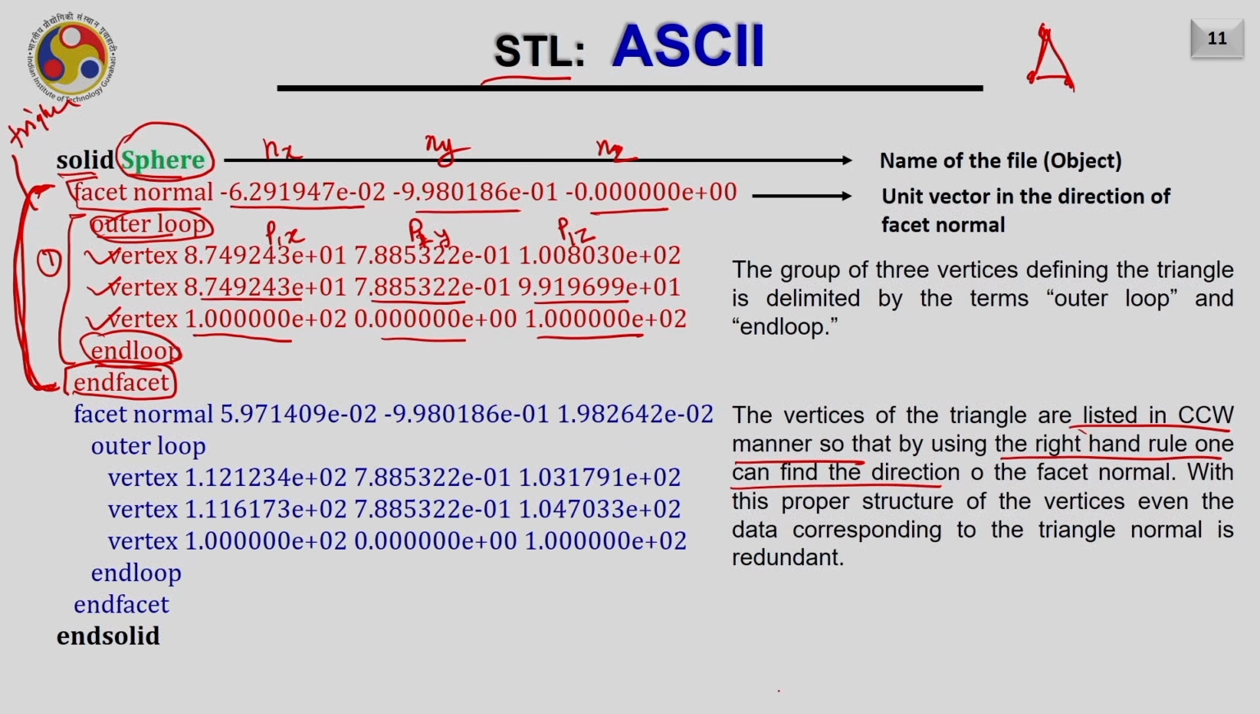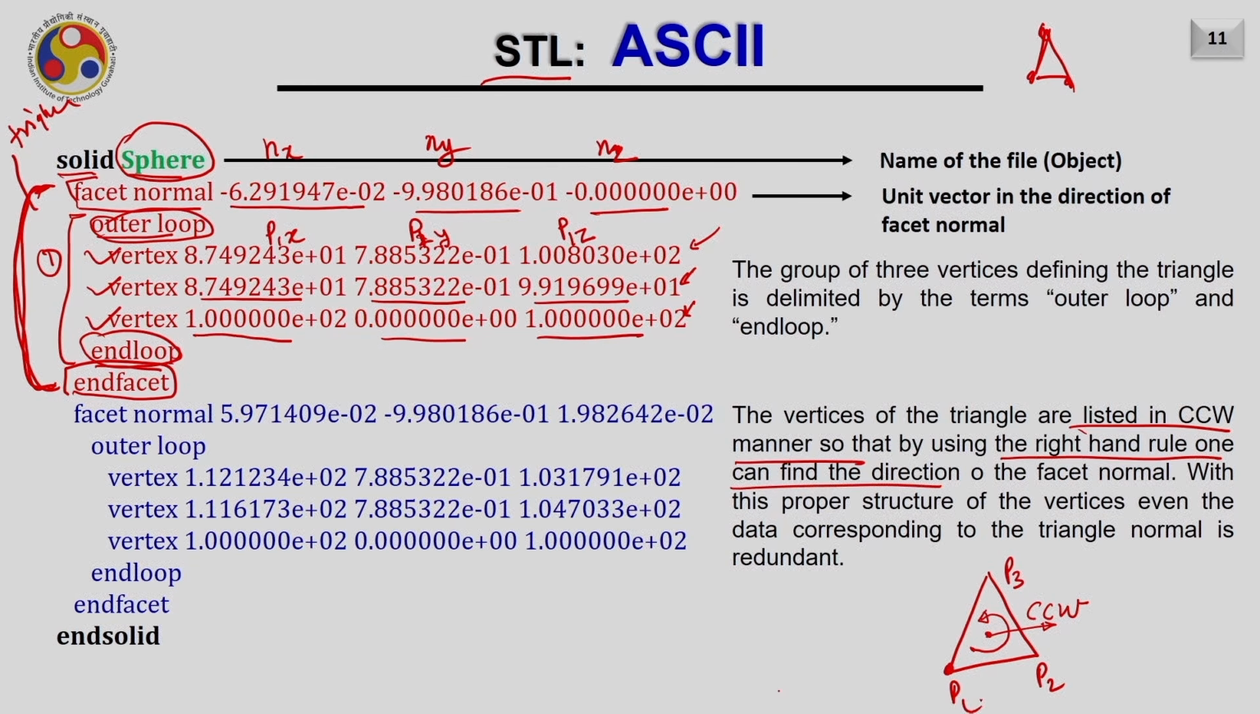With this proper structure of the vertices, even the data corresponding to the triangle normal is redundant. What I meant to say, I will explain again. This is the triangle, and this is the point P1, this is P2 and this is P3. They are arranged in a manner that if you start from this point, you can draw a circle like this. So, these points are written in counterclockwise manner. If we now use our right hand rule, we will find that the facet normal is outward.